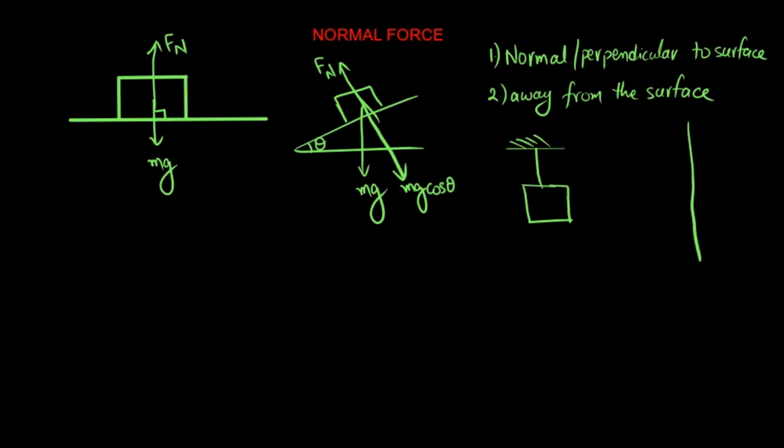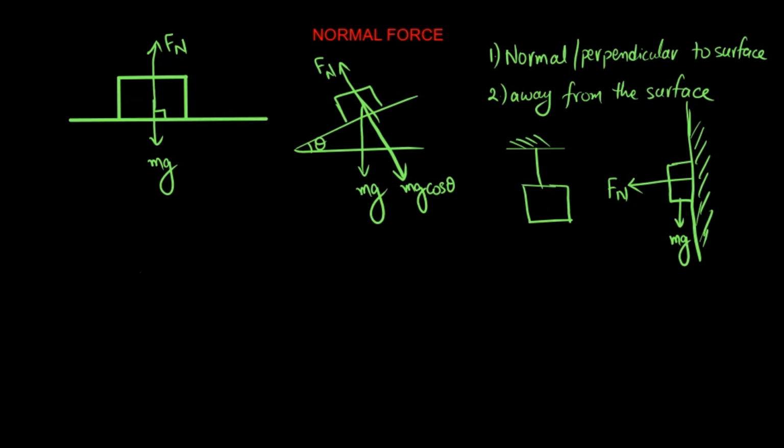You have a wall and you are pushing a book against the wall. The wall is a surface and the book is in contact with the surface, so there will be a normal force. The normal force will be perpendicular to the surface. This is your surface and the perpendicular direction is this. So the normal force will be perpendicular away from the surface. Away means it has to go in this direction. So this is the direction of your normal force. And here, of course, mg will act downward as always.